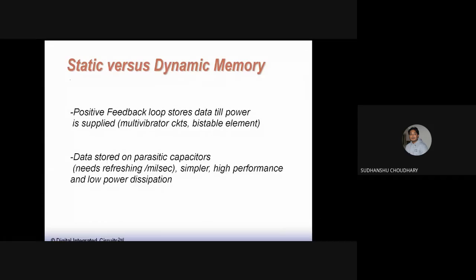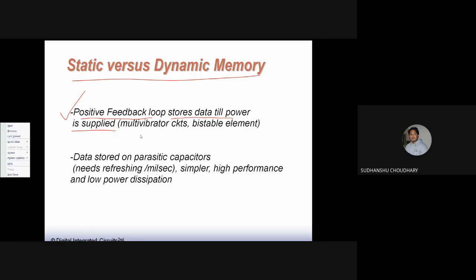Now let us also talk about static versus dynamic memory once again. In a static memory, you have some sort of positive feedback loop that stores data till power is supplied. So we had seen static gates. That is, a static CMOS gate can store the data at the output till the power is supplied. So that becomes the foundation for static memories, or the foundation for multivibrator circuits or bistable elements. That is, till the time the power is applied, the output state can be retained. So that is the foundation for bistable elements and multivibrator circuits.